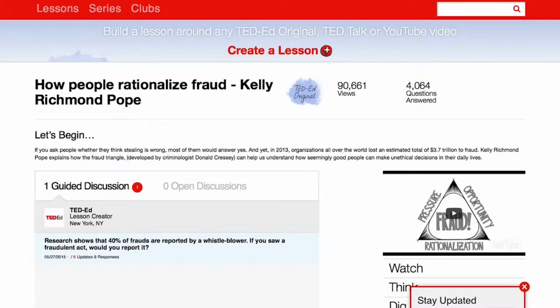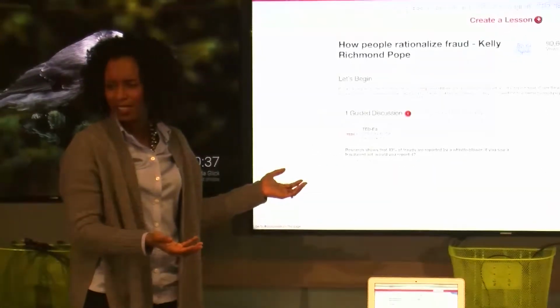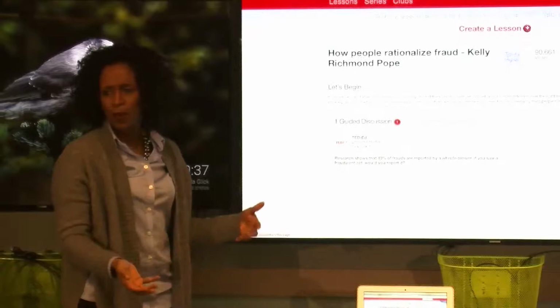And then this is the one that I've gotten some interest in emails within the TED Ed platform, but also outside of it, because you can find my email anywhere. But research shows that 40% of frauds are reported by a whistleblower. If you saw a fraudulent act, would you report it? So I've collected probably like 30 responses to this. Some people would, some people wouldn't.